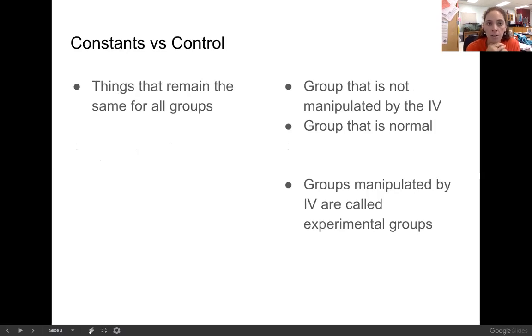Constants versus controls. Constants are things that remain the same for all groups, whereas the control or control group is a group that's not manipulated, not changed by the independent variable. So in the case of our rats from yesterday, the group that was given water to drink, that would be the control group. That is the normal group. The groups that were manipulated, the 1% alcohol and the 5% alcohol, we could call those experimental groups. There could have been more. There could have been a group that had 10% alcohol.